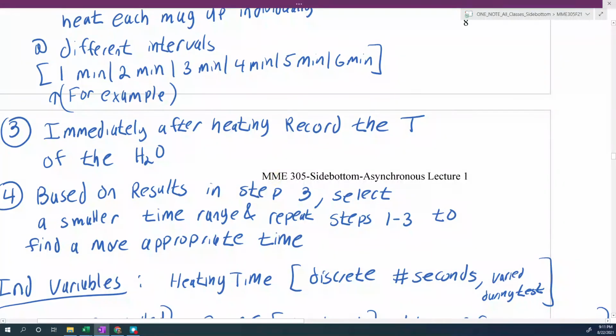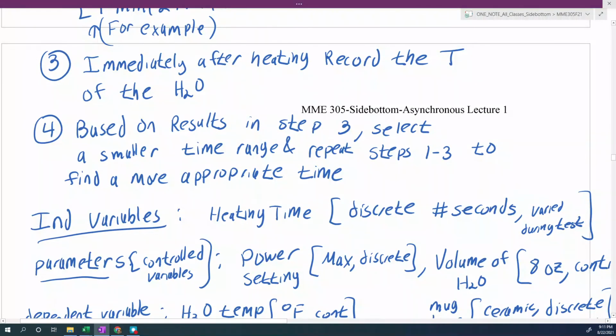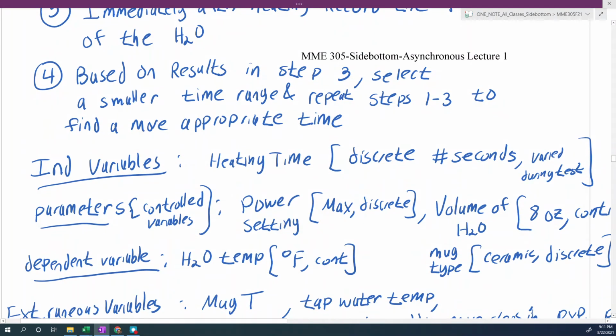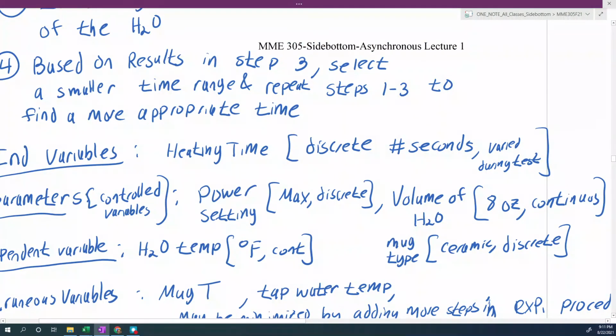Now, the different types of variables that play a role in this experiment include our independent variable. Our independent variable is not affected by any of the other parts of the experiment. It's heating time in this case. The parameters or control variables are the power setting on the microwave. We set that to the maximum, and that's a discrete setting. The volume of water in the mugs was 8 ounces. That's continuous.